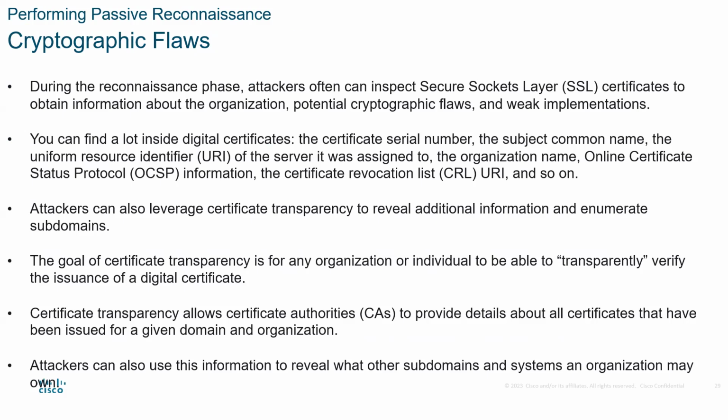Now, this is an area that I wanted to actually dwell on a lot. This is with respect to cryptographic flaws. Of course, we've mentioned that cryptography is very important, which is the art of ensuring that things are hidden, right? You use a script, you use encryption techniques for different things, could be for confidentiality, integrity, and the rest of them, right? Now, during the reconnaissance phase, attackers can inspect secure socket layer certificates to obtain information about organization, potential cryptographic flaws, and weak implementations.